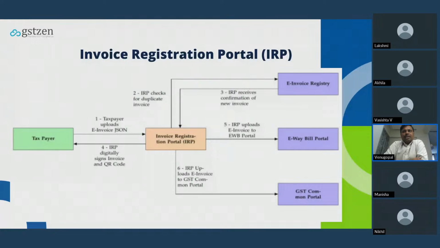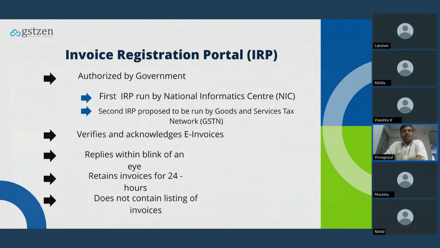Second, IRP, invoice registration portal. In the e-invoice, IRP is the key person. IRP is the one who collects the data from the taxpayer and maintains a registry. Because there are 6 registries, IRP first does a deduplication so that the same document has not been sent to any other registry. Upon confirmation that this is a new invoice, the digitally signed QR code and invoice is sent back to the taxpayer. This happens in the blink of an eye. It doesn't really take much time.